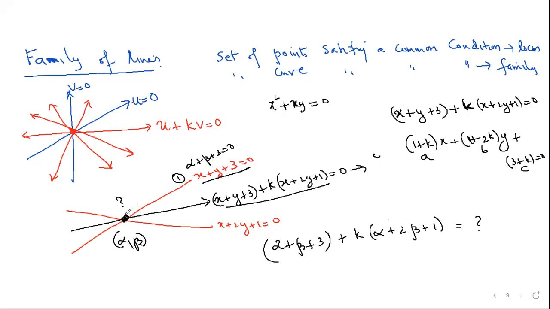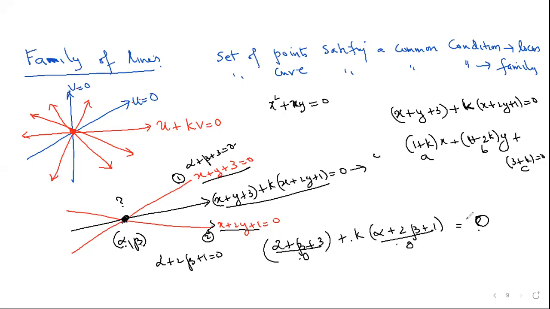Now again, this is also a point on this line. Therefore, alpha beta should satisfy this equation. So alpha plus 2 beta plus 1 should be 0, which means this is 0. This is also 0. Therefore, 0 plus k into 0 will give you 0. Therefore, this alpha comma beta will satisfy this equation. Hence, this is the equation of a line passing through the intersection of these two lines.